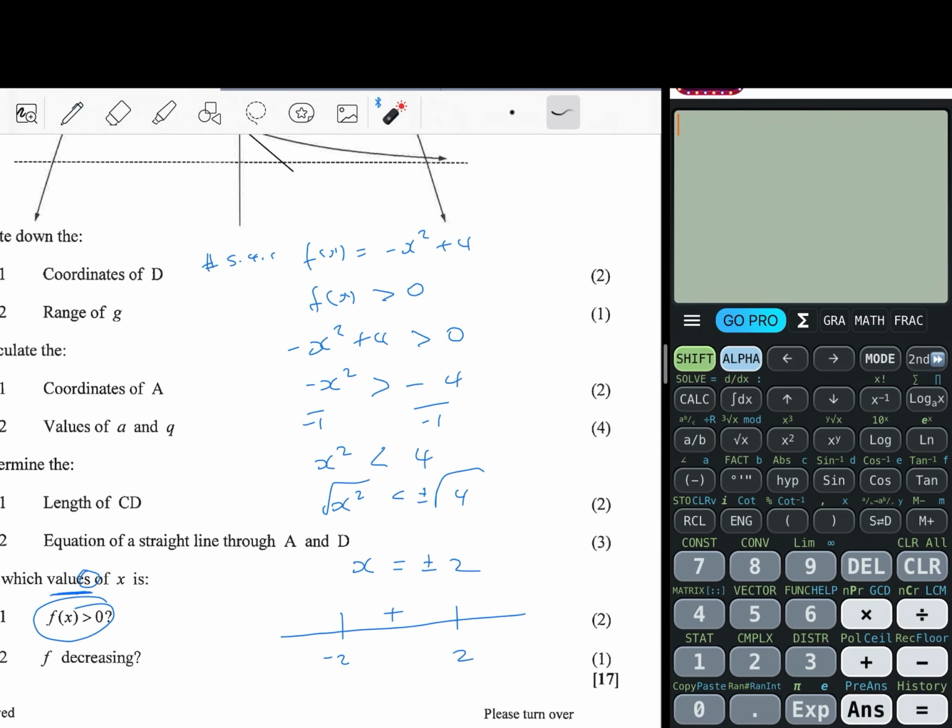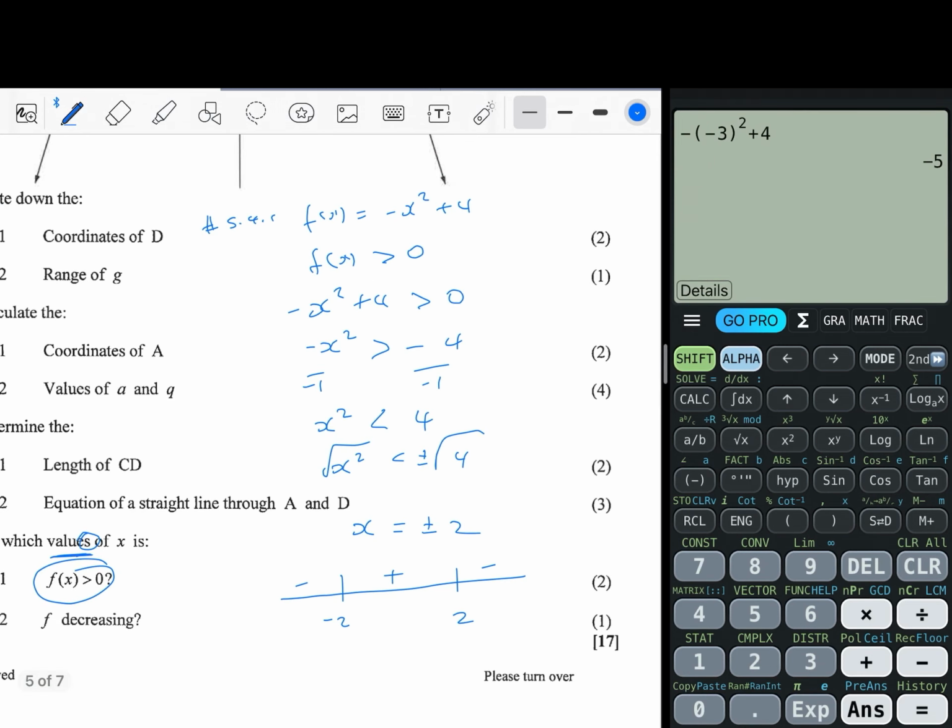Now, again, take any number that is greater than 2. That can be 3. Put it in here. So we can say negative 3 squared plus 4. That's negative. So you have a negative. And then also, again, take any number that is less than negative 2. We can make it negative 3 if we want to. We're still going to get the same answer, negative.